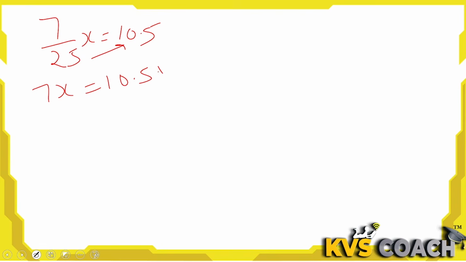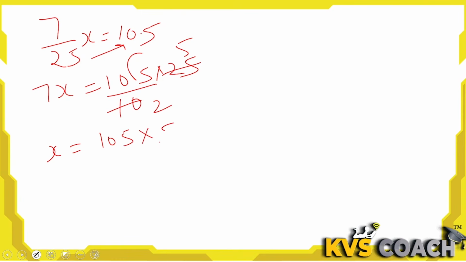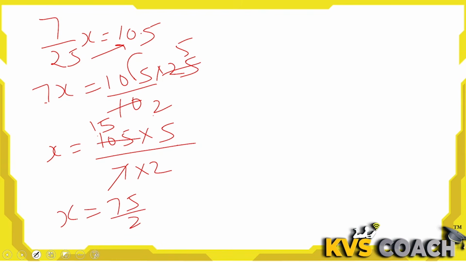Okay, let's check. 7 by 25, x is equal to 10.5. It is given. So 7 into x, 7x. So I am taking here multiply 25. So let's do this. 5 2s are 10, 5 5s are 25. So value of x is equal to 105 into 5, and in the divide 7 taking here, 7 into 2. Here it will be cut. 7 1s are 7, and 7 5s are 35. And 15 5s are 75 upon 2. Value of x is 75 upon 2.